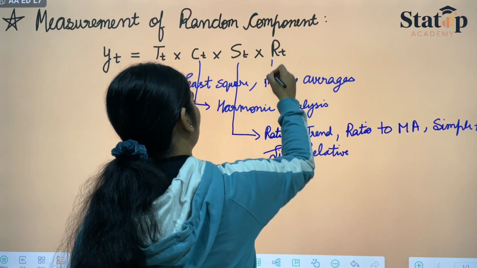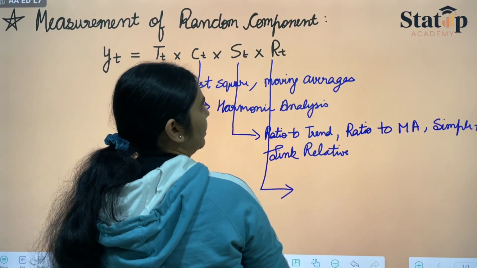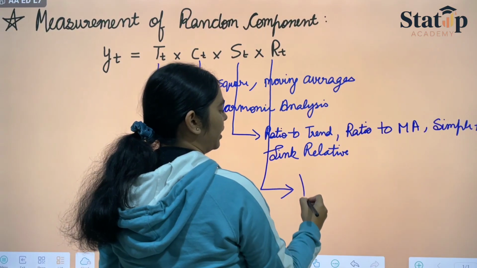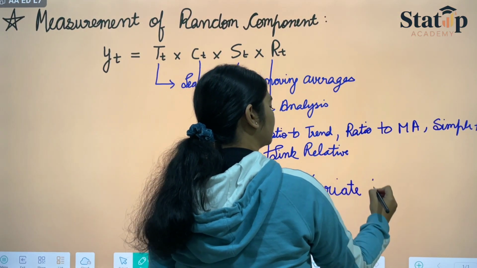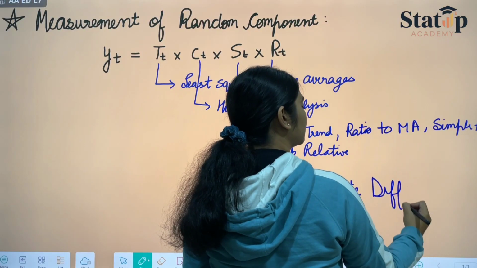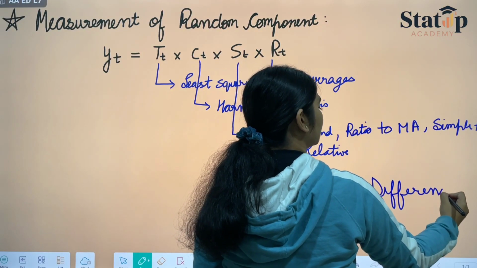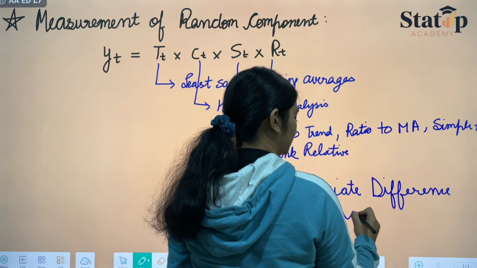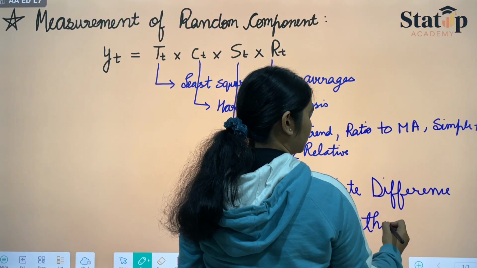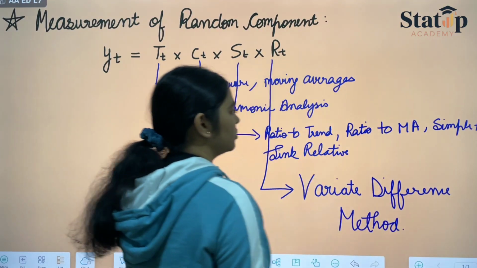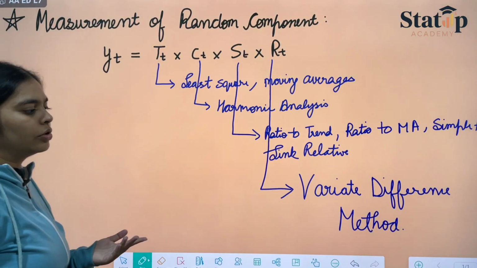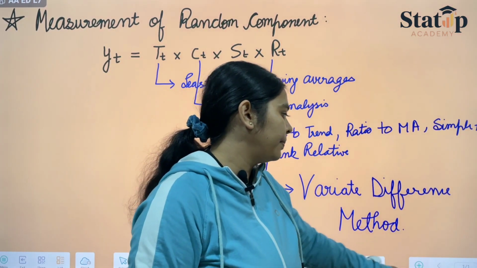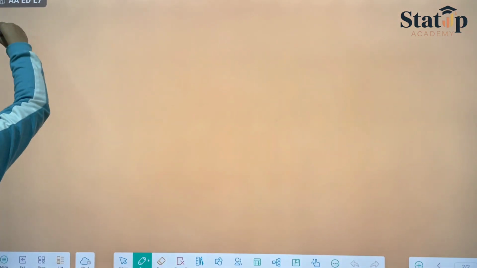And the last component, which is our random component, we use the variate difference method. So this will complete our measurement of all the components. So today we'll do the variate difference method. What is the variate difference method?